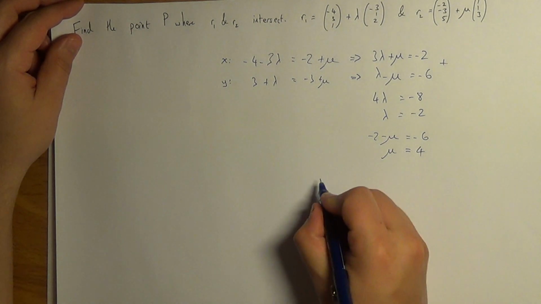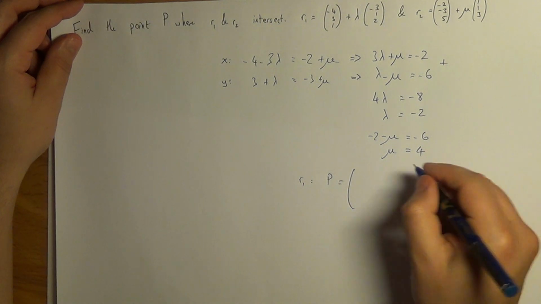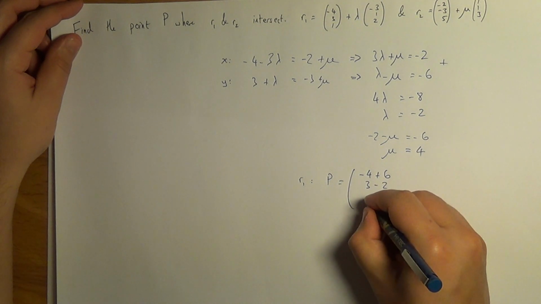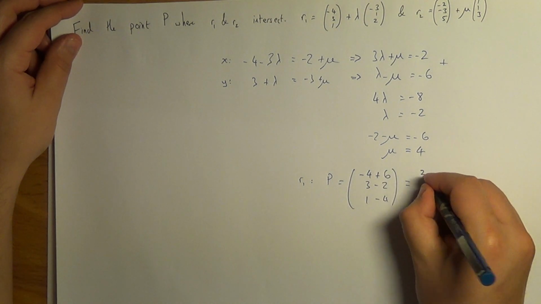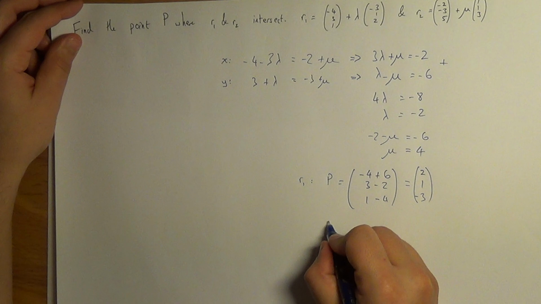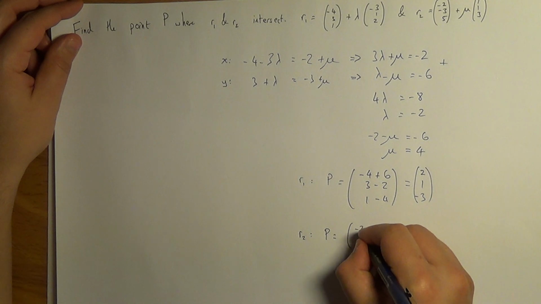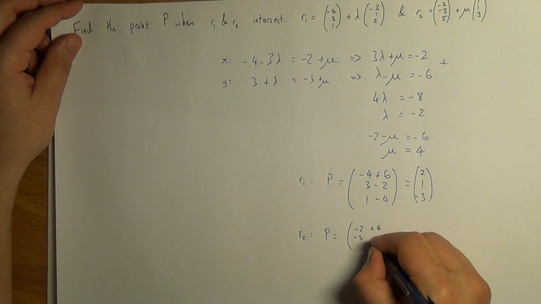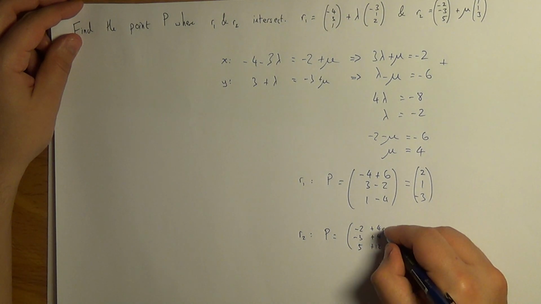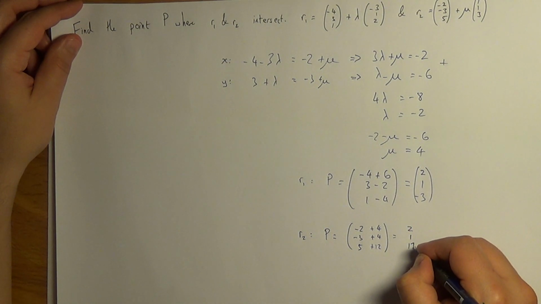So from R1 we get that P is equal to some components. In the x direction it's going to be negative 4 plus 6. It's going to be 3 take 2 and 1 take 4, which is 2, 1, negative 3. And from the second equation we're going to get that P is equal to negative 2 plus 4, negative 3 plus 4, and 5 plus 12, which gets us 2, 1, 17.